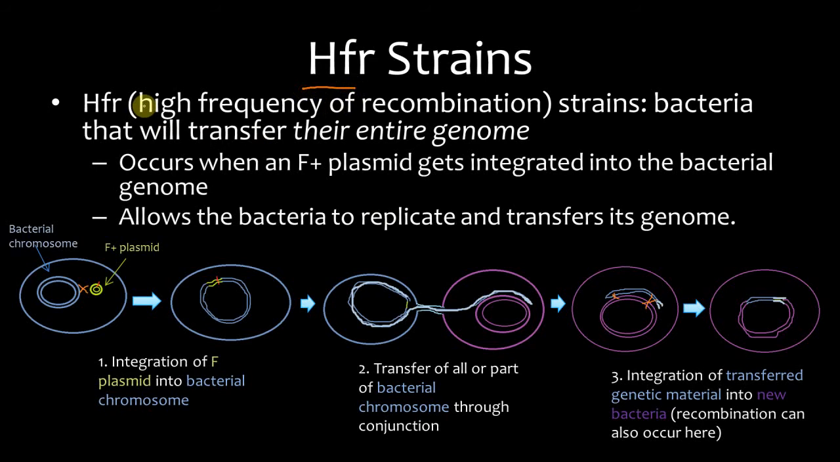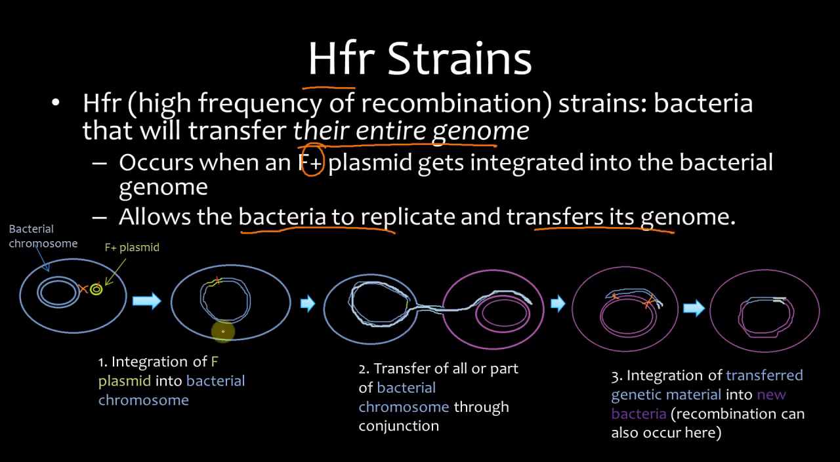Alright, so we also have this thing called an Hfr strain. So an Hfr strain, or a high frequency of recombination strain, are bacteria that will transfer their entire genome. So where does that come from? Well, it occurs when an F plasmid gets integrated into the bacterial genome. So that's like when this happens here. So you have a bacterial genome, you have an F plasmid, and the F plasmid jumps into the bacterial chromosome, okay? So what this does is when you have an F plasmid integrated into a bacterial chromosome, then it allows the bacteria to replicate and then transfer its genome to another bacteria, okay?